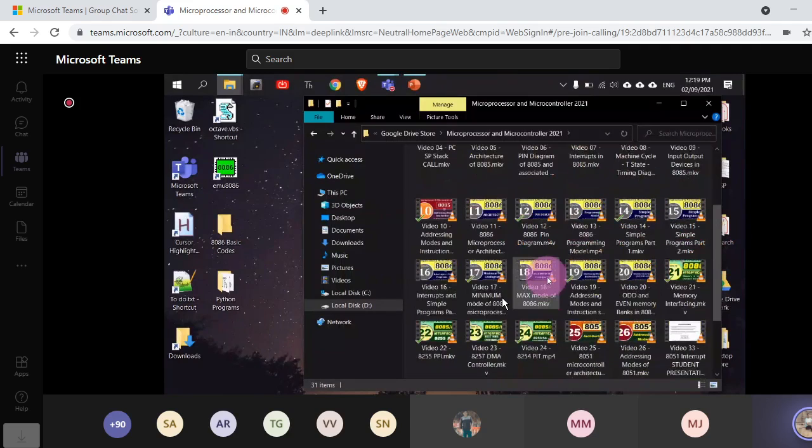We began with the 8086 microprocessor architecture. We have completed the pin diagram. We have completed the programming model. And then we went to write some simple programs where we were introduced to the basic commands of 8086 in 2 lectures, and then we wrote the programs for interrupts. Then we saw the maximum and minimum modes in today's lecture, and we also saw the odd and even bifurcation of the memory.